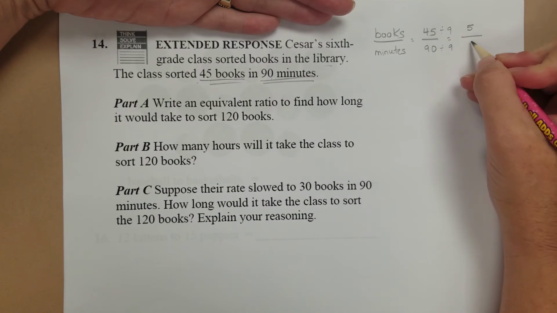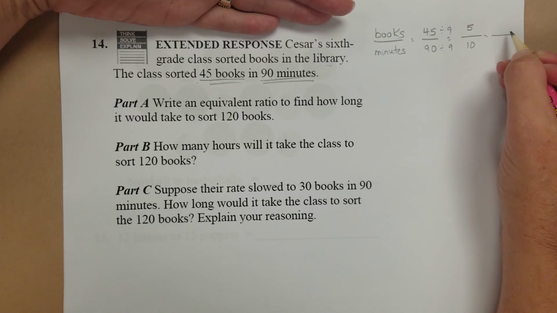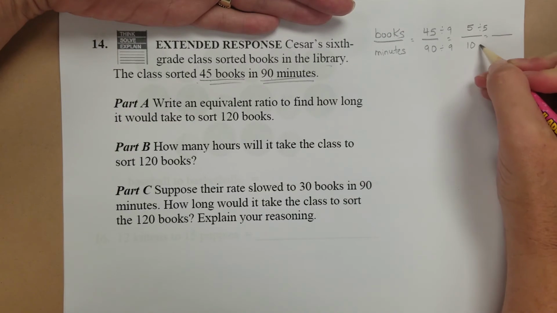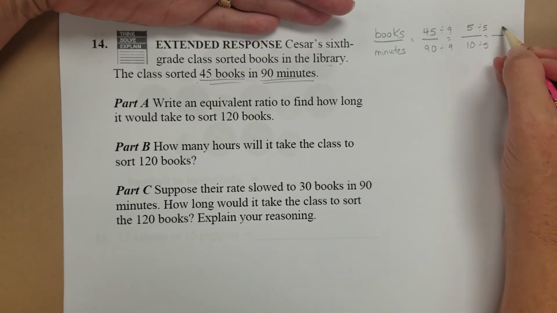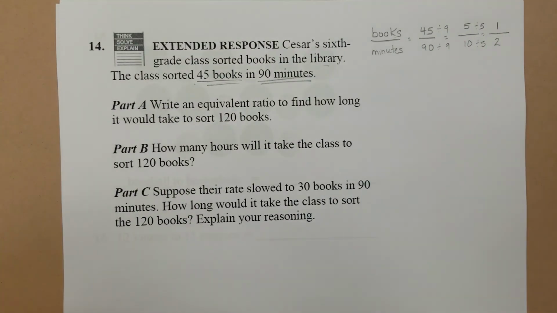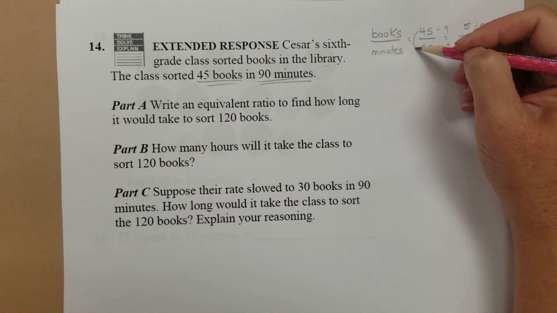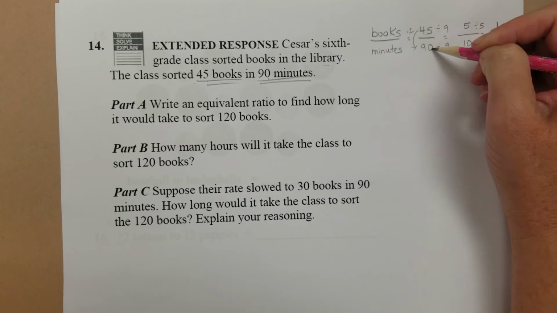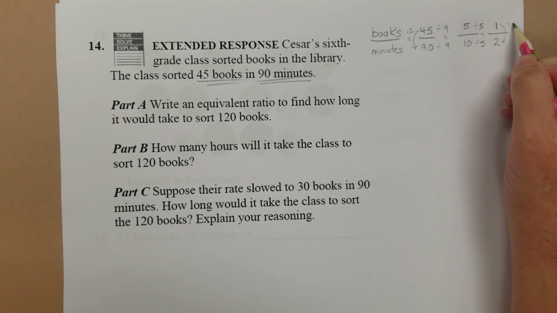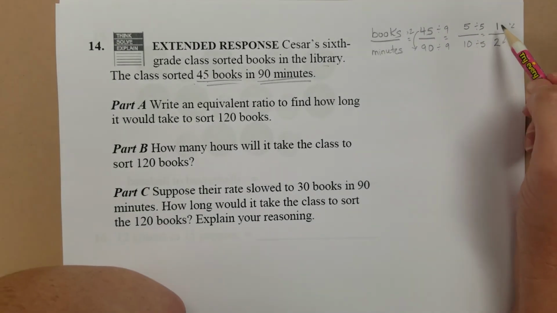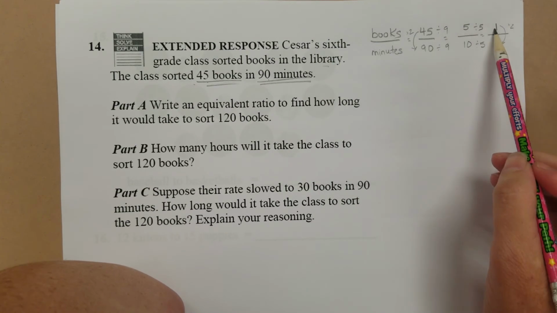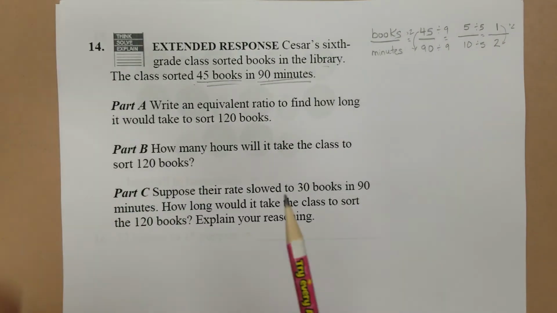5 books in 10 minutes. And now I can divide by 5 again, and that will give me 1 book in 2 minutes. And that makes sense because 45 times 2 is 90. So if I go 45 times 2, I get 90, and 1 times 2 is 2. So this is the correct ratio. So for this problem, 1 book gets sorted every 2 minutes.